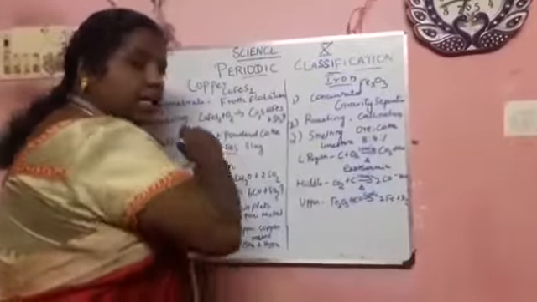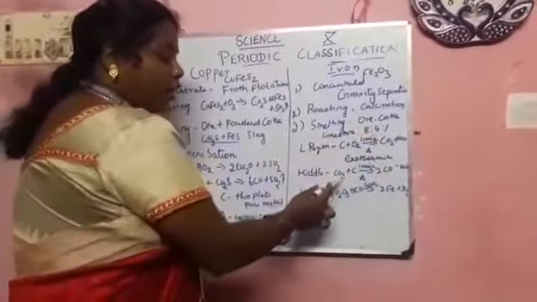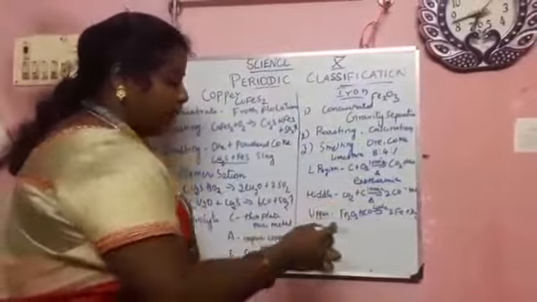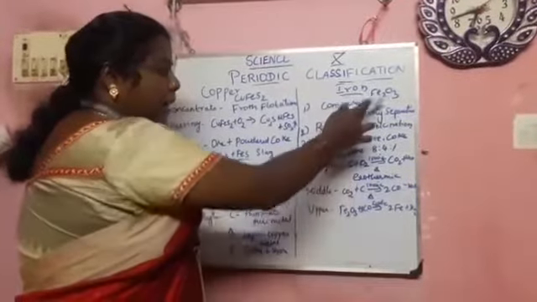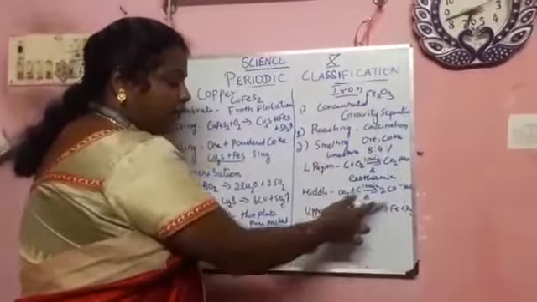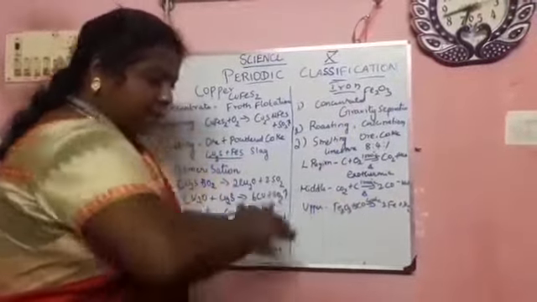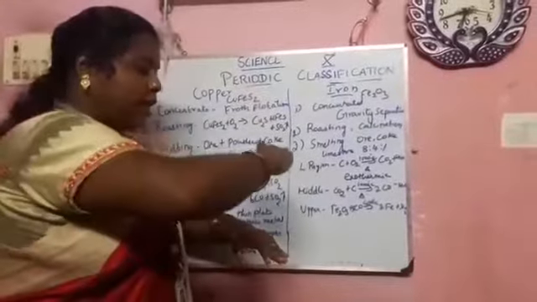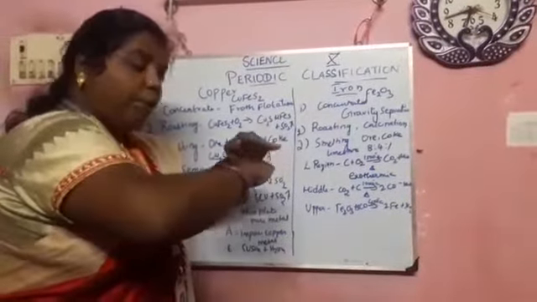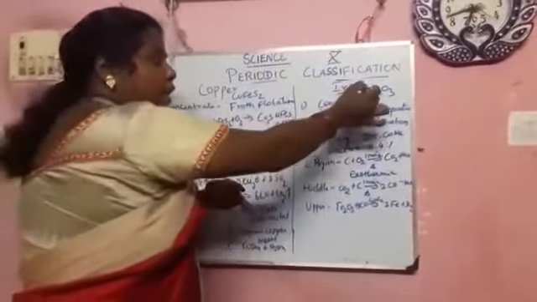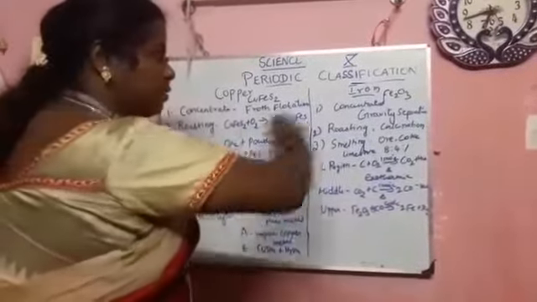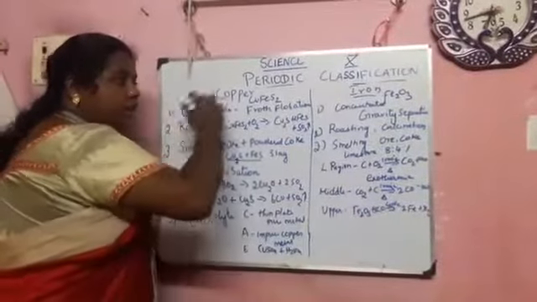Next, in the middle region, the carbon dioxide is again treated with carbon to form carbon monoxide. In the upper region, the hematite is treated with carbon monoxide. Step by step: in the lower region carbon dioxide is formed, in the middle carbon monoxide, and the carbon monoxide treated with hematite gives the purest form of iron. This is simple, very easy, and important.